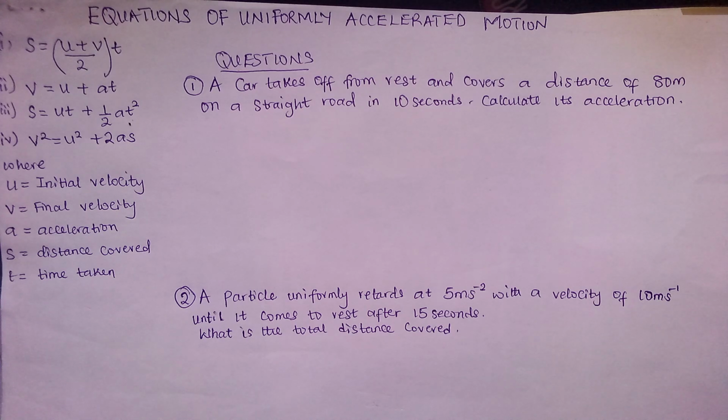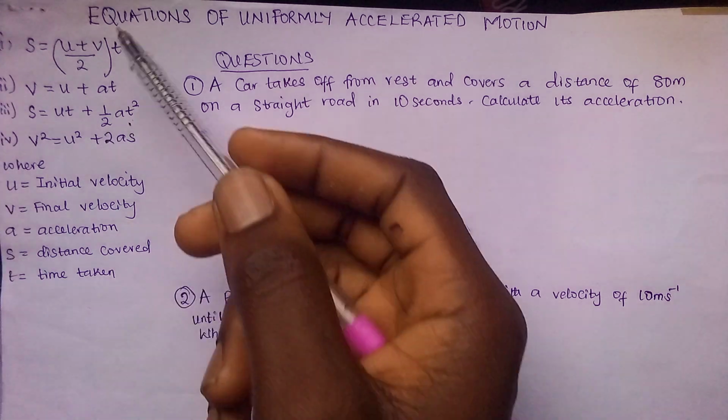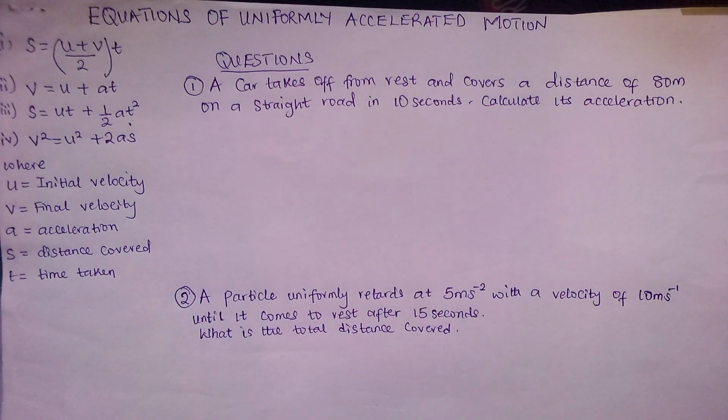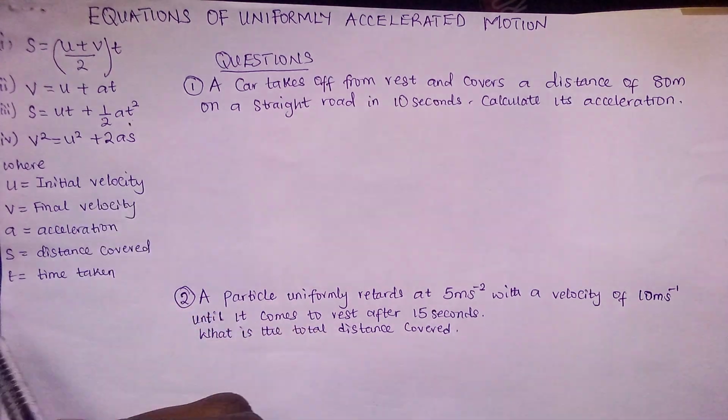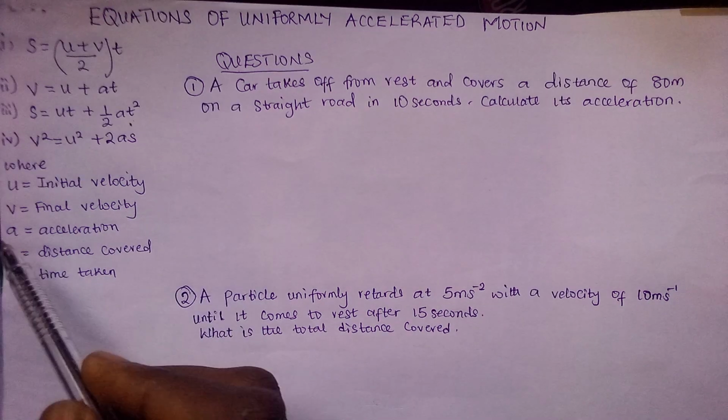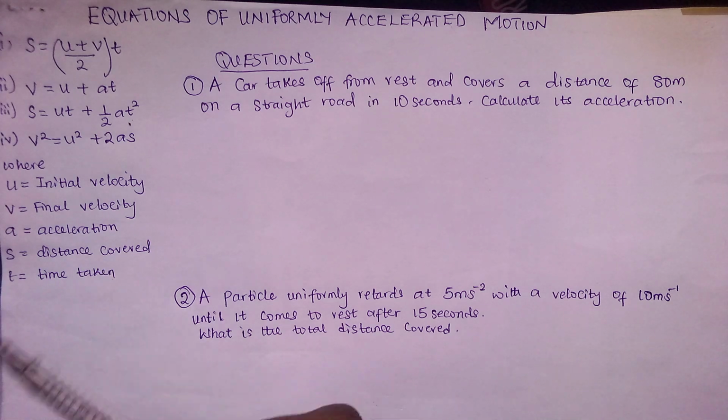Hello everyone. In today's lecture, we're going to be looking at the equations of uniformly accelerated motion. We're going to be looking at how we can use these four equations of motion to solve problems related to uniformly accelerated motion. But first, let's identify the meaning of the symbols written there, where u represents the initial velocity, v the final velocity, a acceleration, s the distance covered, and t the time taken.